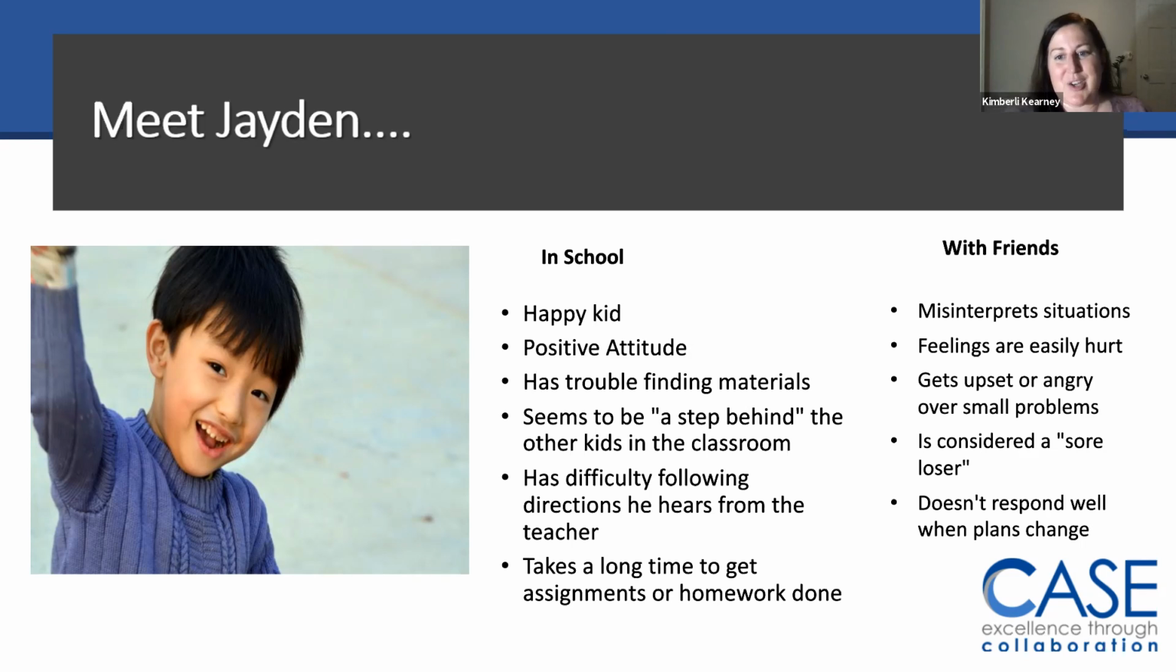And he may be considered a sore loser and has a hard time with some of that self-regulation when things aren't going his way. And maybe has some difficulty with flexibility if he doesn't respond well when plans change. That becomes really difficult for him to process and for him to understand. So these are all possible things that we may see externally of a child who is having trouble developing his executive functions.